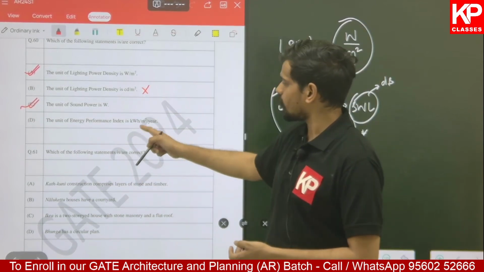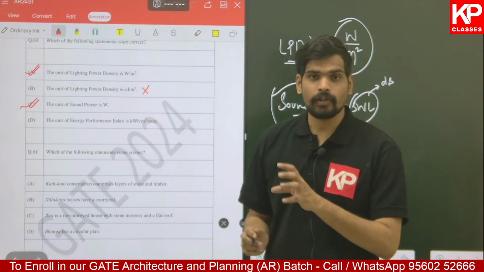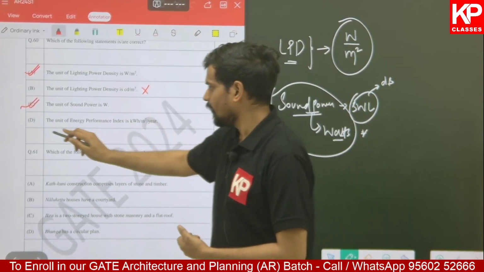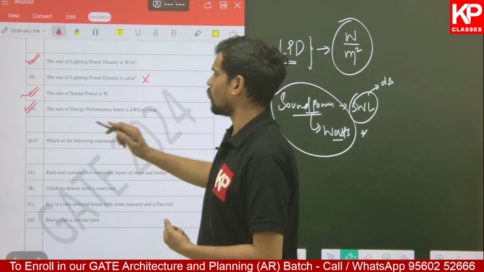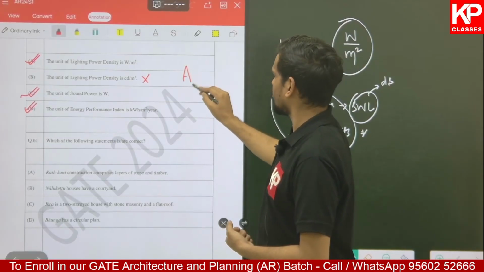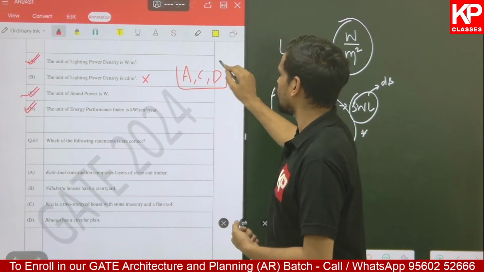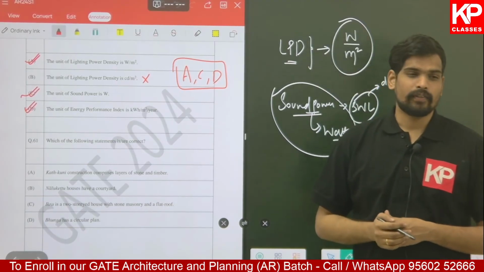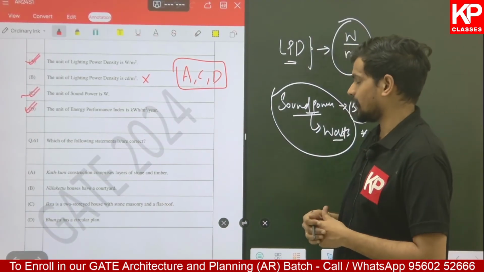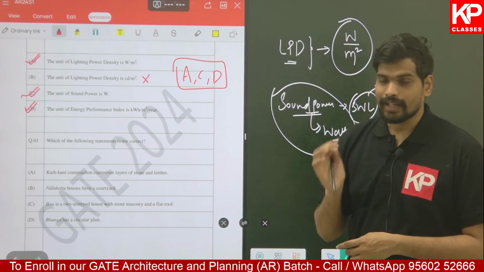It is measured in units per square meter per year. Unit of electricity consumption is kilowatt hours. So D also is a correct option. So the correct options over here are A, C and D. That was a 2 marks multiple select question, question number 60 from the GATE 2024 question paper.